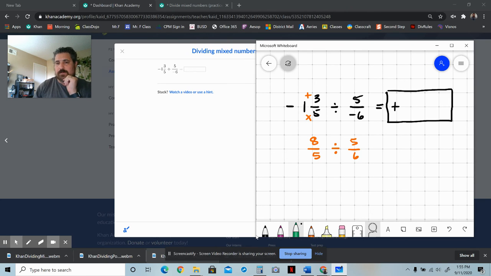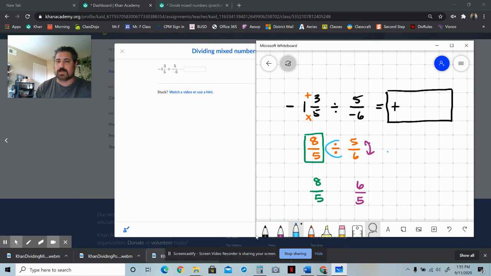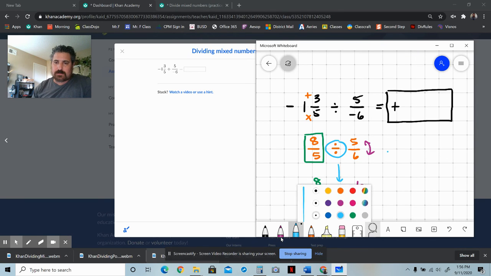Now we can go through and change our division to multiplication using the KFC algorithm, keep flip change. So we're going to keep the one on the left the same, so 8/5 stays 8/5. We're going to flip the one on the right to its reciprocal, flip it top to bottom, and what you're going to get there is not 5/6, but 6/5. And we're going to change our division into its inverse operation, multiplication. So ultimately what we're saying here is that anytime you have 8/5 divided by 5/6, that is exactly the same as 8/5 times 6/5. And we can now look to cancel anything from top and bottom.